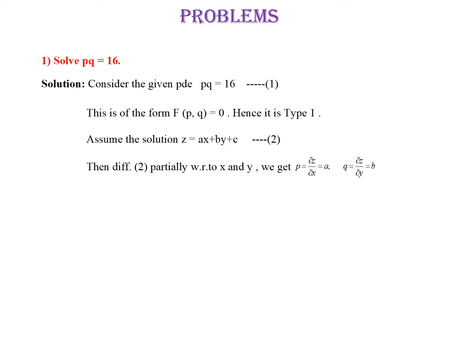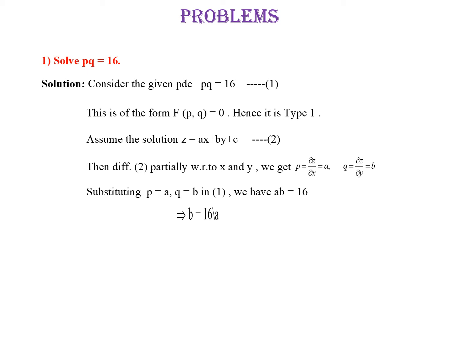Now substitute these values, that is P equal to A and Q equal to B, in the given equation 1. The given equation was PQ equal to 16, and when we substitute P equal to A and Q equal to B, we get A into B equal to 16. Now from here our job is to find the value of B in terms of A, or even the value of A in terms of B, whichever you feel is comfortable. It's a very easy equation, so we get B equal to 16 by A.